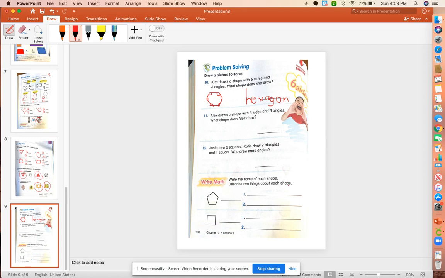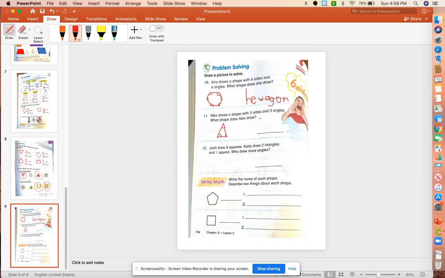So remember, if it has 6 sides, and then here are the 6 angles, 1, 2, 3, 4, 5, 6. 6 sides and 6 angles is a hexagon. Number 11, Alex draws a shape with 3 sides and 3 angles. What shape does Alex draw? 3 sides, 1, 2, 3. 3 angles, 1, 2, 3.